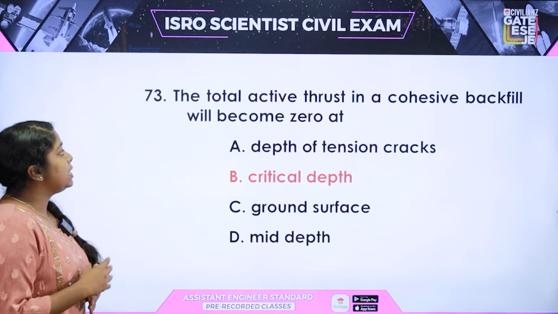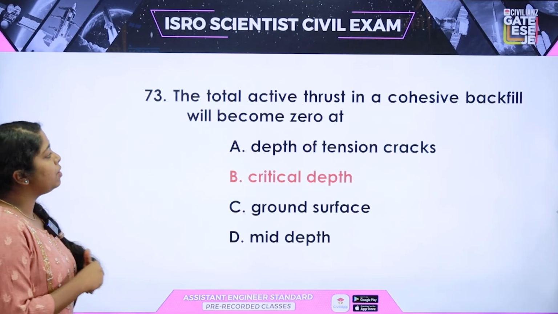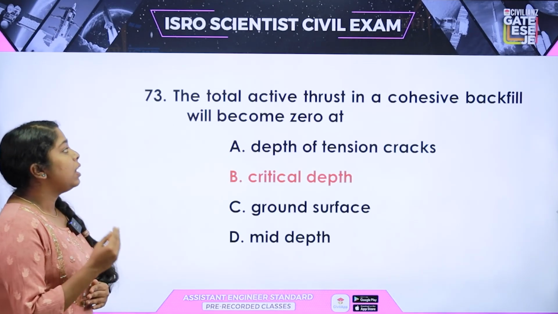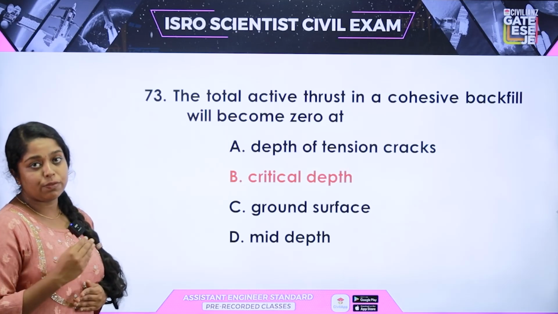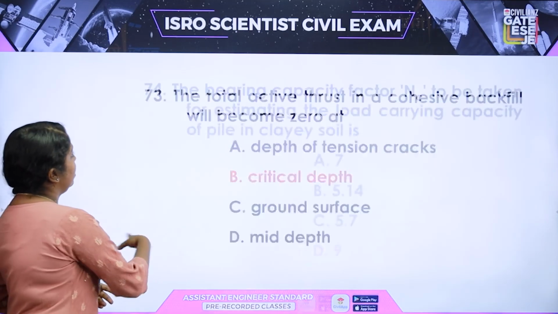Moving on to the 73rd question, the total active thrust in a cohesive backfill will become 0 at. So, we know that at critical depth, the total active thrust in a cohesive backfill will be 0. So, option B, critical depth, is the right answer.